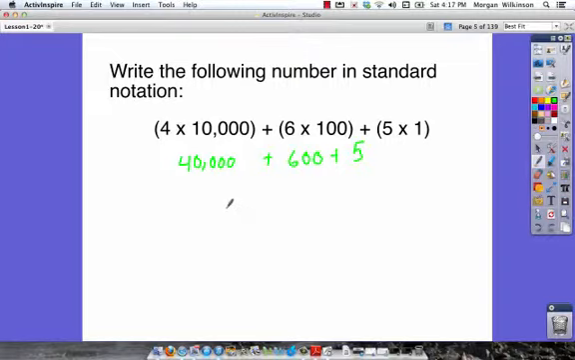Just as you said it, it must be 40,605. We've got our final answer. We can always work with expanded notation like that to put our answer into standard notation, because standard notation is the way that we write numbers so we can read them very quickly and very easily.